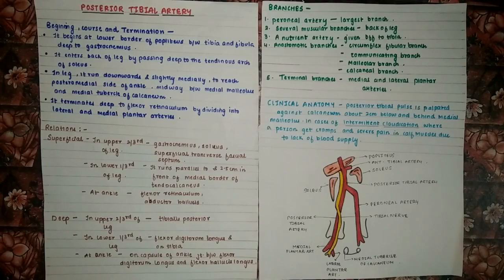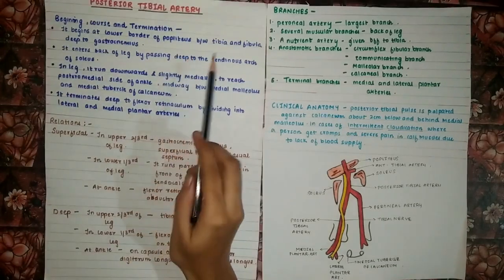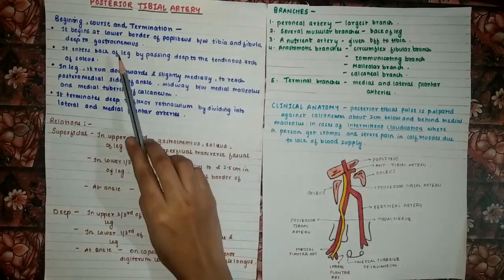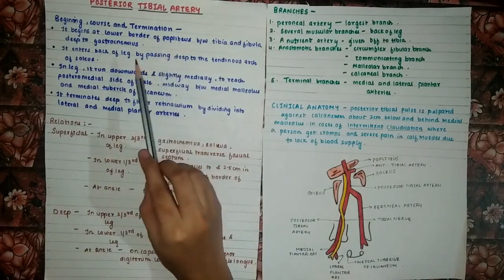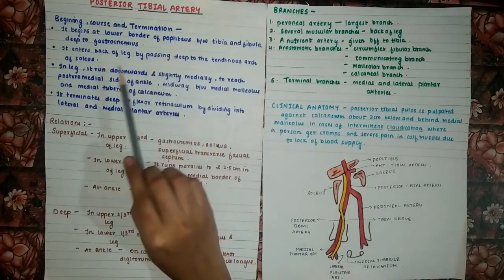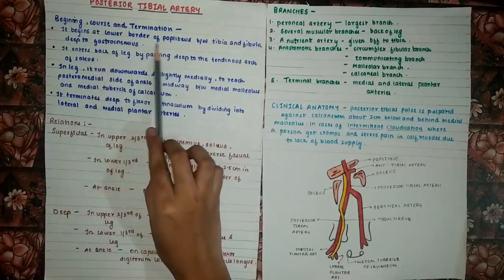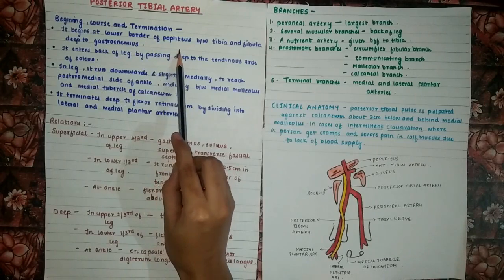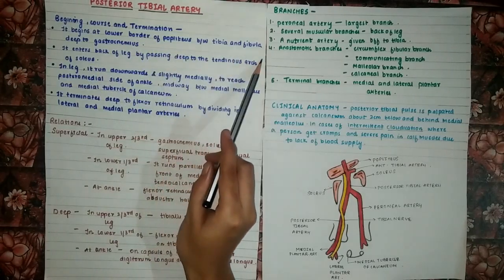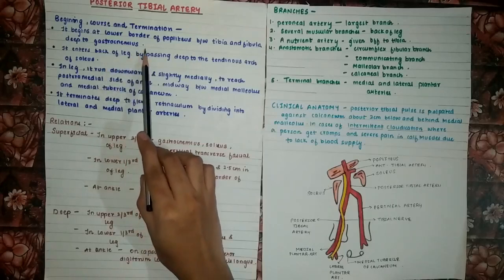It begins at the lower border of popliteus muscle between the tibia and fibula deep to gastrocnemius. So posterior tibial artery is the branch of popliteal artery. So it begins where the popliteal artery ends, that is at the lower border of popliteus muscle between the tibia and fibula deep to gastrocnemius muscle.